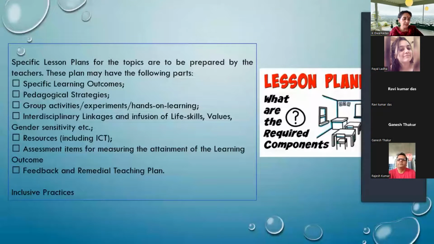And in the current CBSE curriculum, you will always see these steps for the lesson plan: specific learning outcomes, pedagogical strategies, group activities or experiments or hands-on learning, because we now deal with experiential learning, interdisciplinary linkages and infusion of life skills, values, gender sensitivity, etc. in the lesson. So some lesson may go to gender sensitivity, some may be an interdisciplinary linkage, but there will always be a life skill or a value attached to a lesson. What resources are you using, including ICT, so that you're already writing in the materials required? Assessment strategies you will be writing, and feedback and remedial teaching of the plan. So once you reflect, you will automatically have a feedback and remedial strategy. Inclusive practice, I have asked you to write.